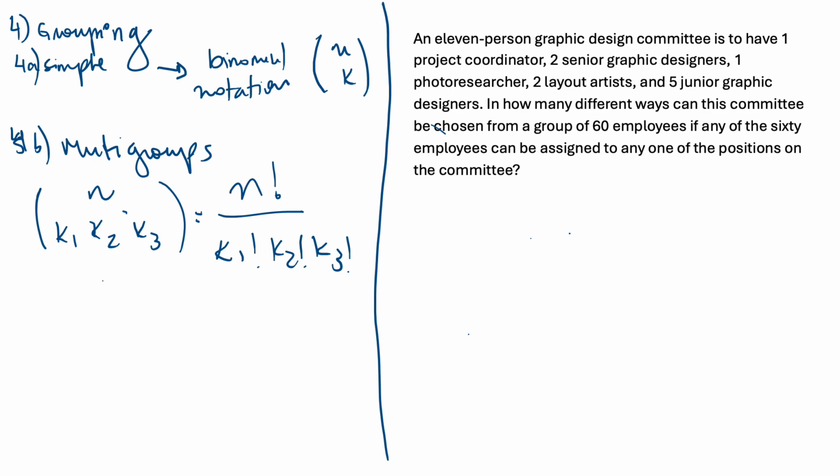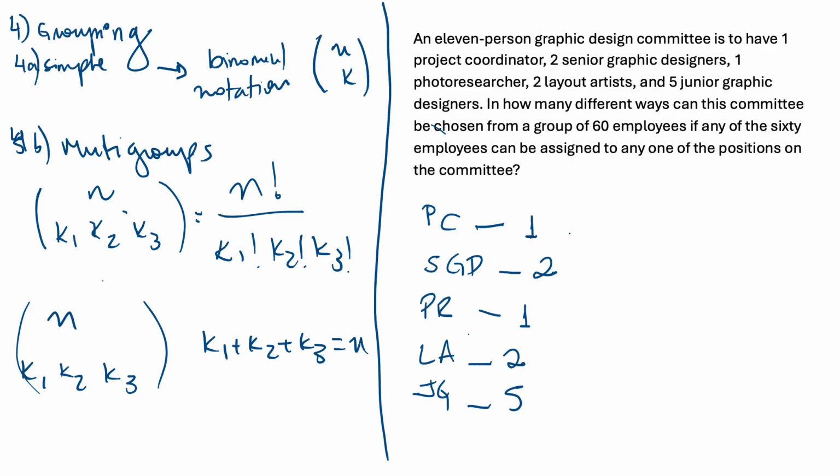And so you're building a committee with different assignments, but you're choosing from 60 employees, right? So I have 60 employees in my company, and I'm going to pick 11. One of them will be project coordinator, 2 senior graphic, and so on. And there's a condition here saying that any of the 60 employees can be assigned to any position. So, meaning that you're free to choose whoever you want for whatever position you want. Okay, so there's no constraints actually.